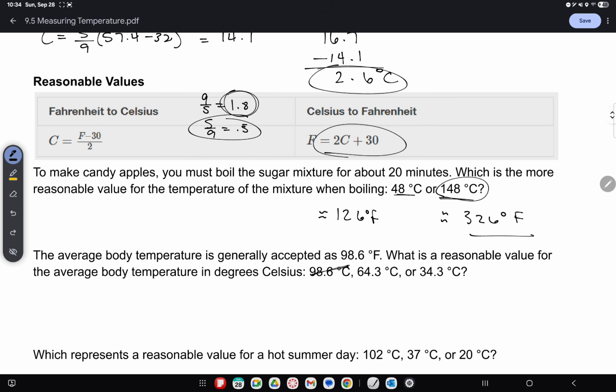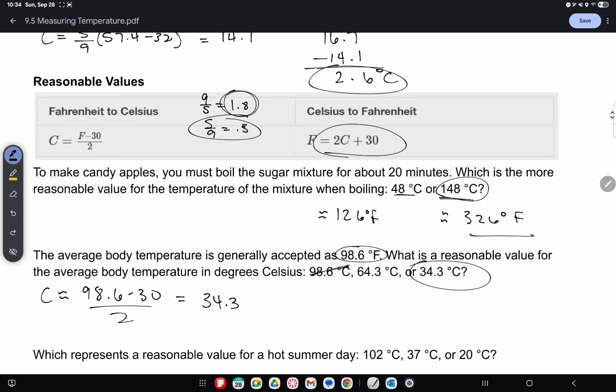So let's use the "about" formula, and we could go from Fahrenheit to Celsius. So using the about formula, Celsius is about 98.6 minus 30, divided by 2. So 98.6 minus 30 divided by 2 is about 34.3. So that's going to be the reasonable one.